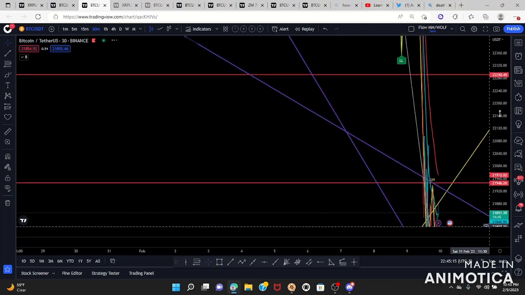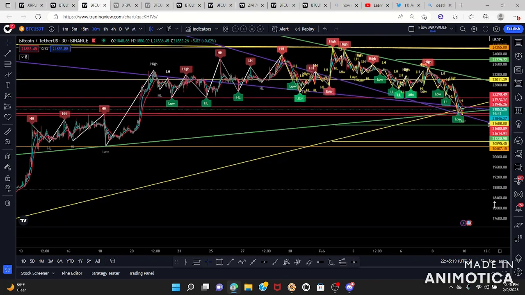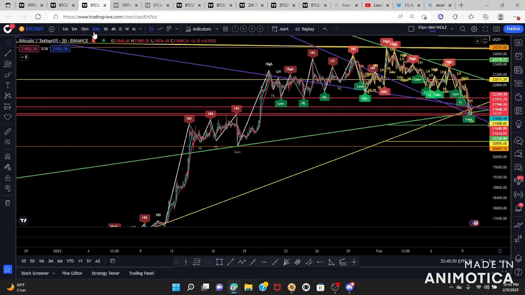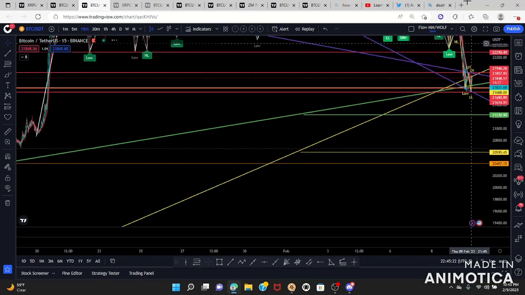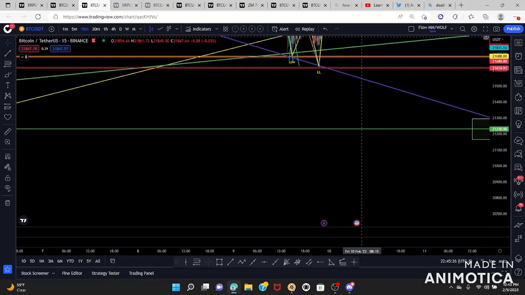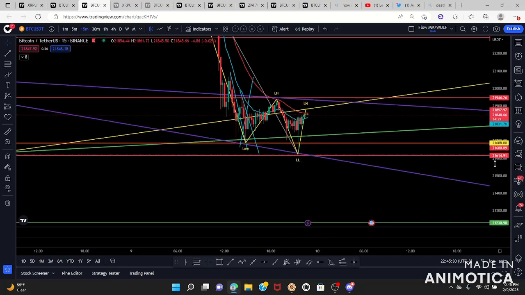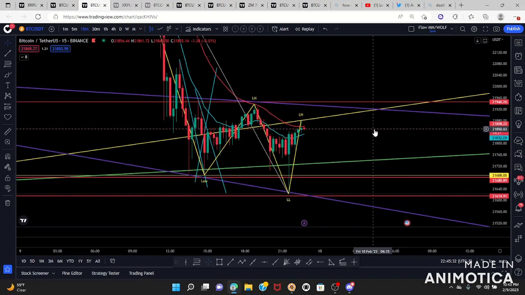So remember, the yellow trend line is our daily trend line. So that's a major trend line that just broke, right? So if we go to the 15 minutes, it's being used as a resistance here, if that makes sense.